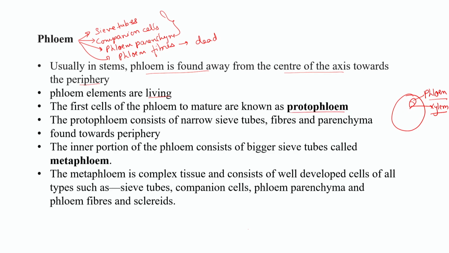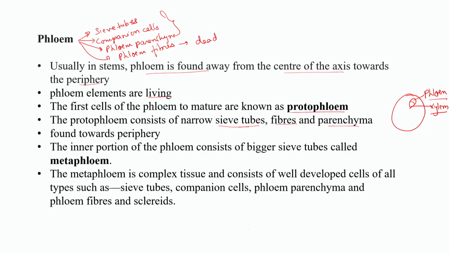Now, these contain narrow sieve tubes; fibers and parenchyma are found. But you can see that companion cells are not found in protophloem. It is because when the phloem is still developing, it still has some of its organelles, some of its nucleus, but as it matures, the sieve tubes will lose their nucleus, and then a companion cell is required for its coordination. After protophloem, when the plant matures, metaphloem develops. The metaphloem is more complex and contains all the parts of a phloem. It also contains companion cells.